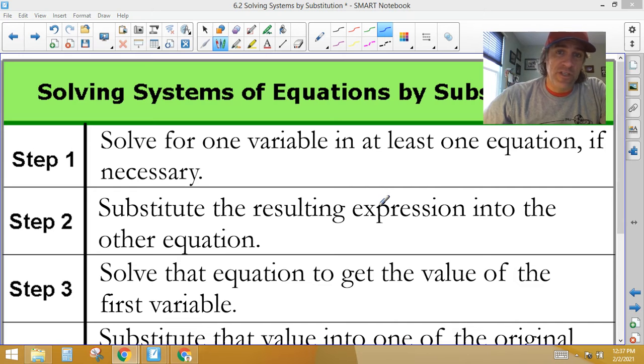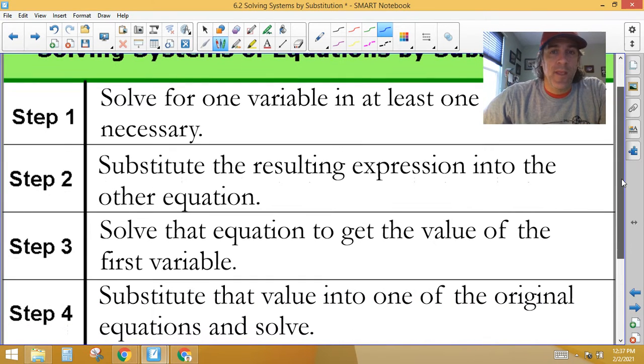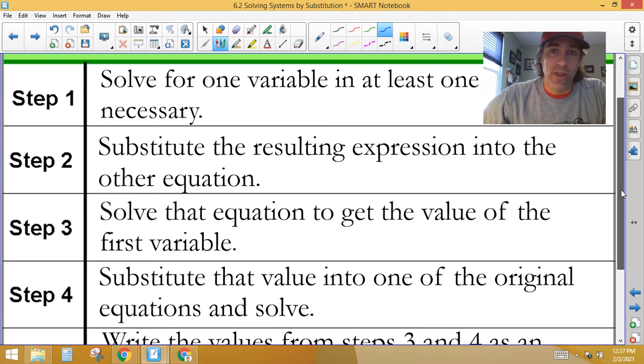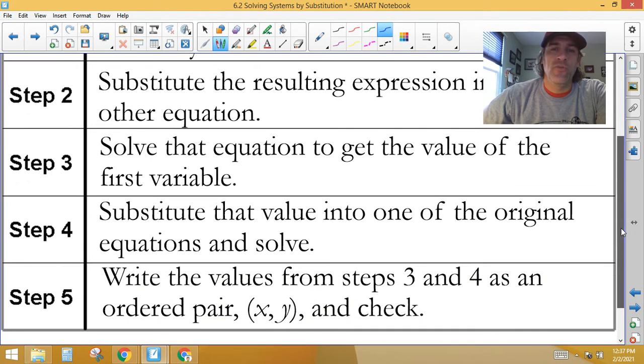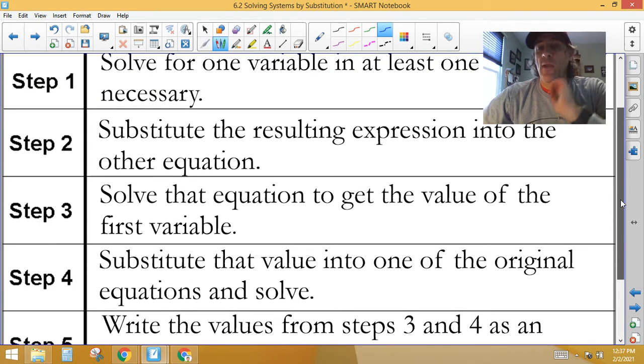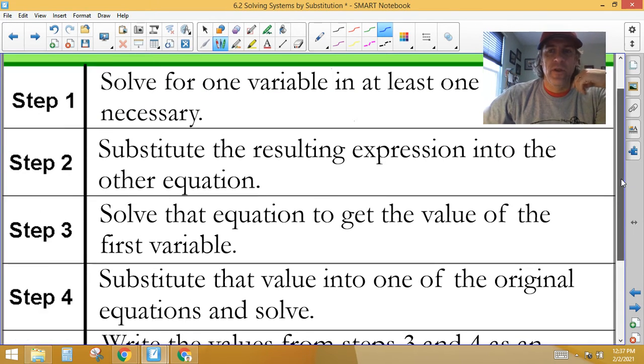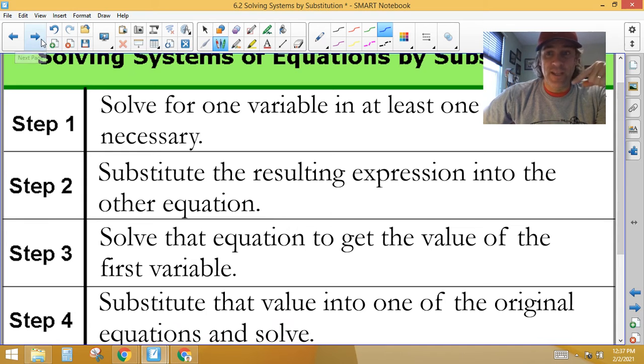Then, step three, you're going to solve that new equation using methods we've already learned, like solving an equation, and then you'll get one of your variables' answers. After that, step 4, you plug that into one of the original equations and solve for the other variable. And step 5, you're going to write that as an ordered pair and check. Again, you may want to pause and jot these down. I'm going to move on to the example now.